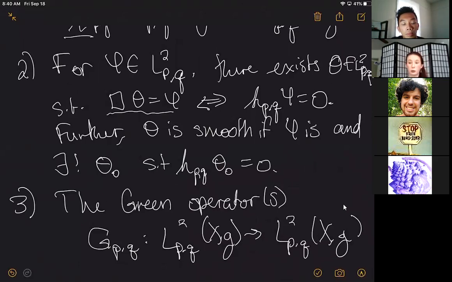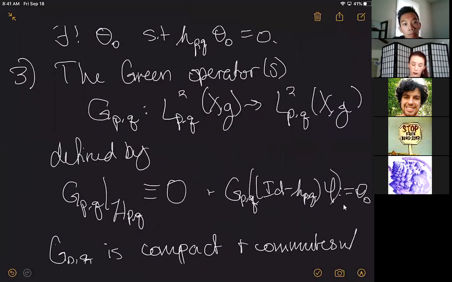The second is that for a square integrable pq form, we can find a solution to the equation box theta is equal to our square integrable form phi, if and only if the harmonic projection of our form is 0. Also, we know that theta is smooth if our data phi is smooth, and there is a unique theta sub 0 such that the orthogonal projection applied to theta sub 0 is also 0. So that's the second part.